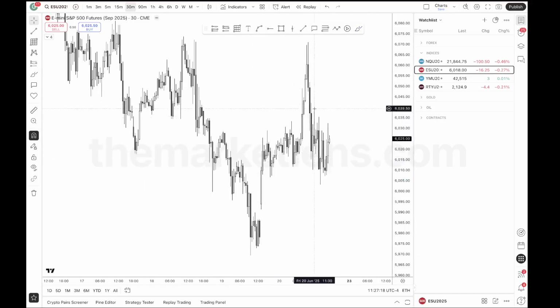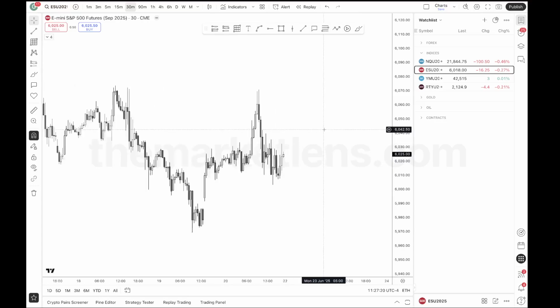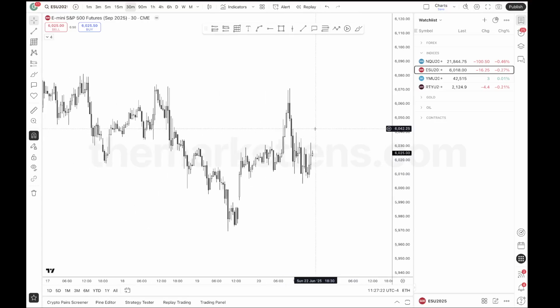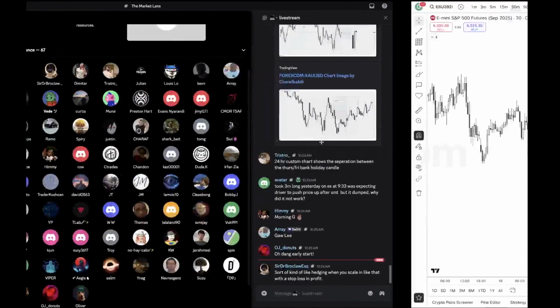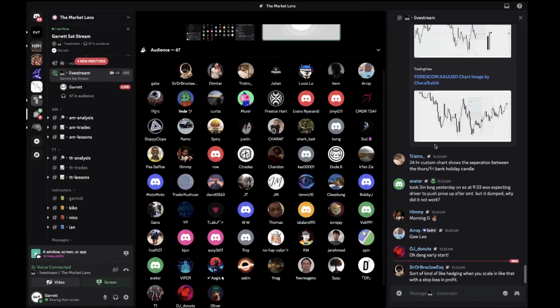I just traded a small move. Typically, with experience, I'm not going to say every day you can get a trade, but it's mainly every day, honestly.